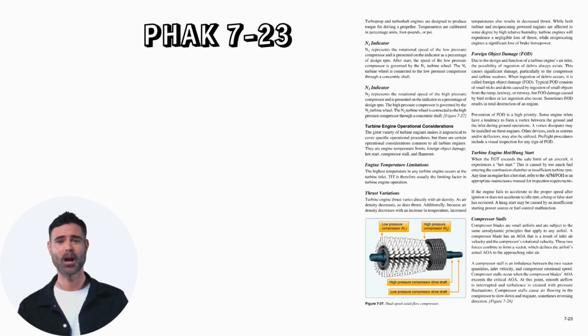Turbine engine hot/hung start. When the EGT exceeds the safe limit of an aircraft, it experiences a hot start. This is caused by too much fuel entering the combustion chamber or insufficient turbine RPM. Anytime an engine has a hot start, refer to the AFM/POH or an appropriate maintenance manual for inspection requirements.